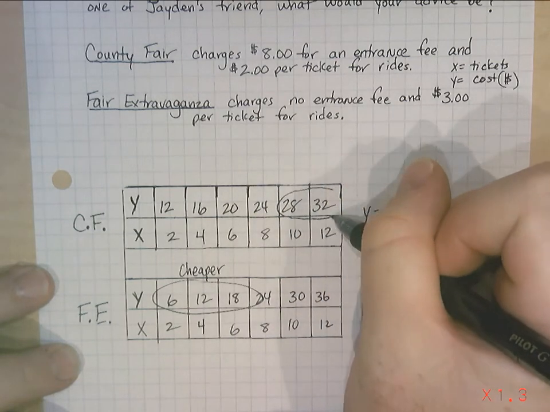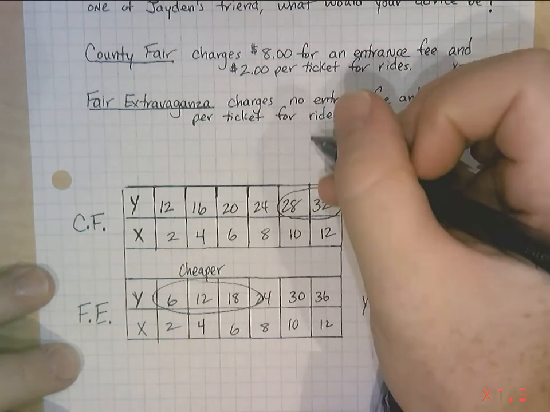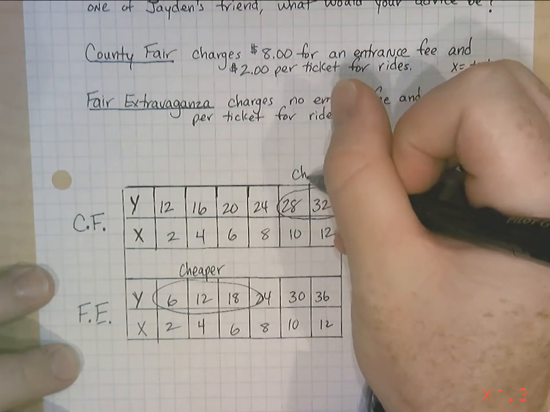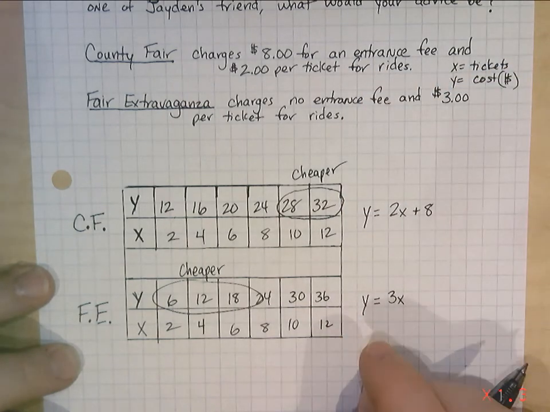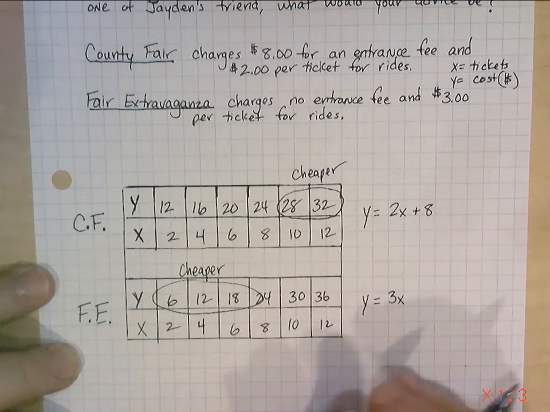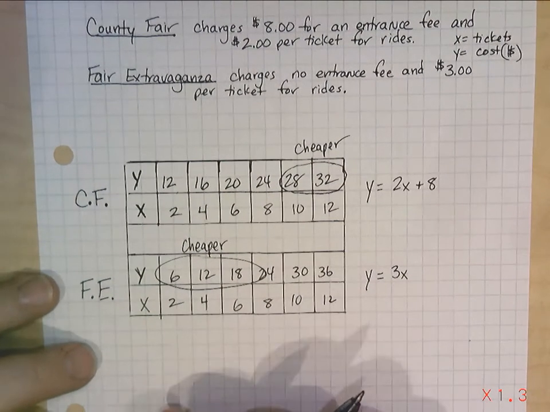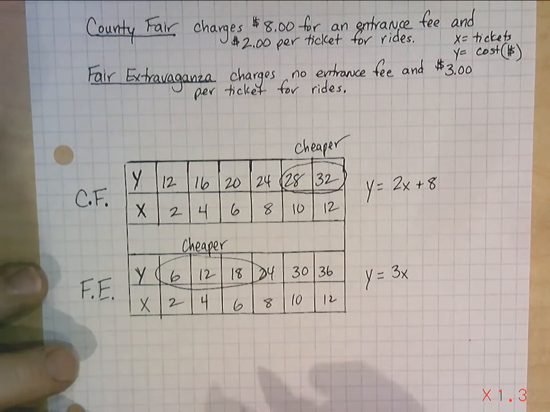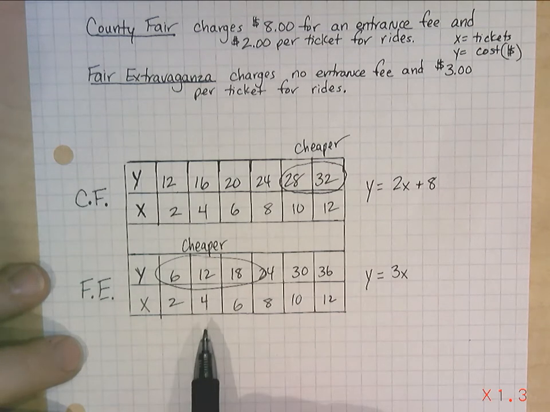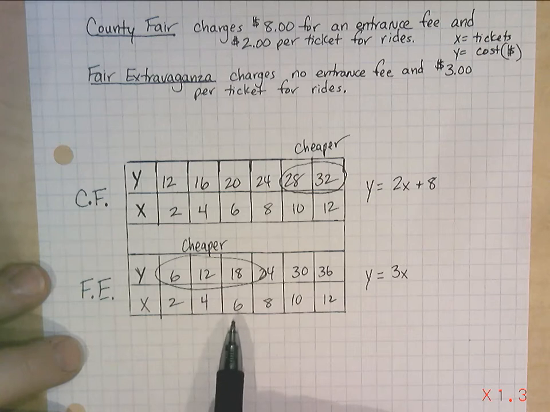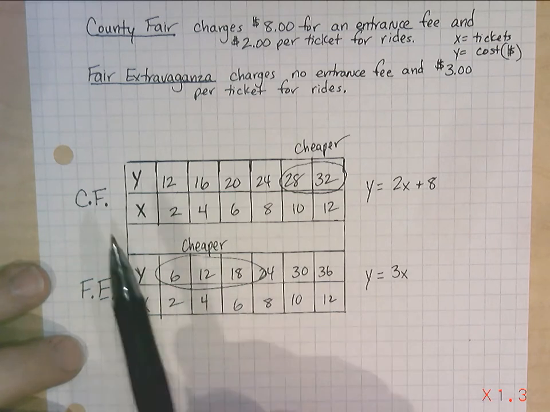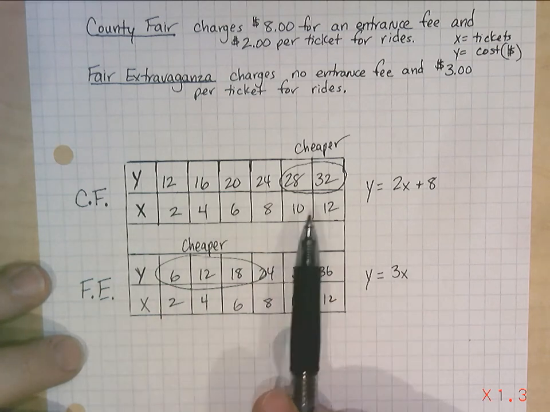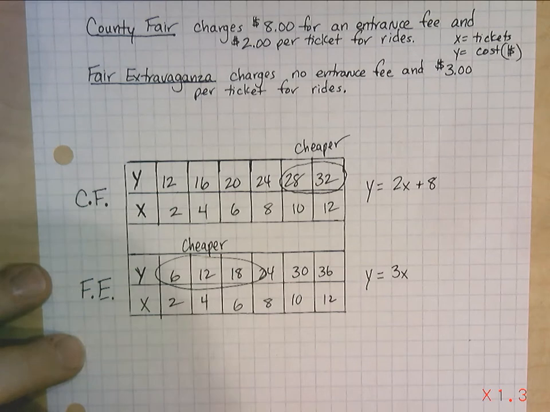So if you want to do more rides, this is more expensive. This is cheaper, right? The more expensive option would be to stay with fair extravaganza. So I think your advice would be, for me, I would probably go to fair extravaganza if I plan on riding a few rides. But if I plan on riding a lot of rides, I would probably go to the county fair because it's going to be cheaper in the long run. So it kind of depends.